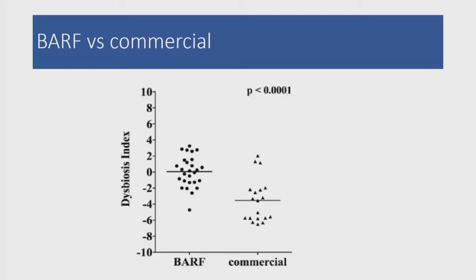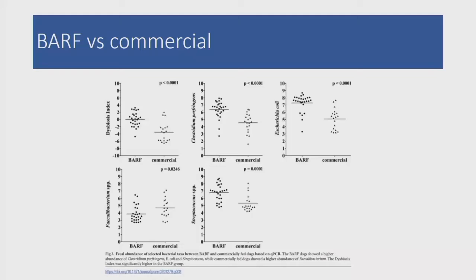None of them were clinically unwell, but a lot of them were trending towards what would be considered to be a dysbiosis if we were to use the dysbiosis index with that. They didn't then delve further to try and figure out what component, whether it was the protein or the fibre, contributed specifically to that. But that was probably predominantly contributed by the fact that it was Clostridium perfringens and E. coli that were massively increased in the dogs that were fed BARF.